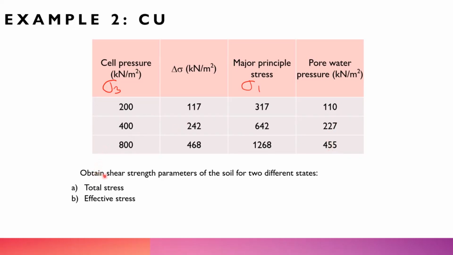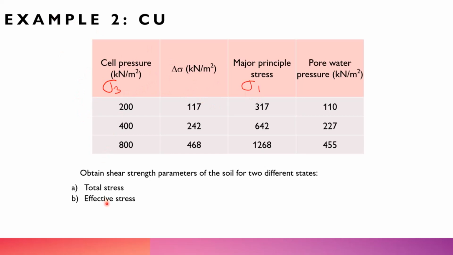So the question asks you to find the shear strength parameters of the soil for 2 different states, in which the first one is total stress and the second one is effective stress. Remember, for a CU test, the shear strength parameters can be determined by these 2 states. We have total stress and also effective stress. When it comes to total stress, the information is all here. You have sigma 3 and sigma 1, so you can easily plot the circles.